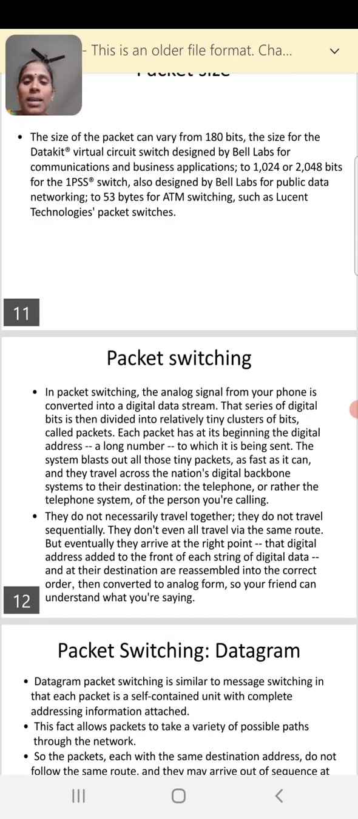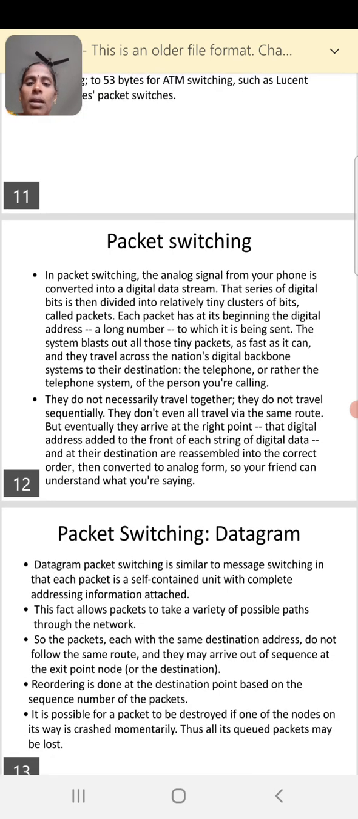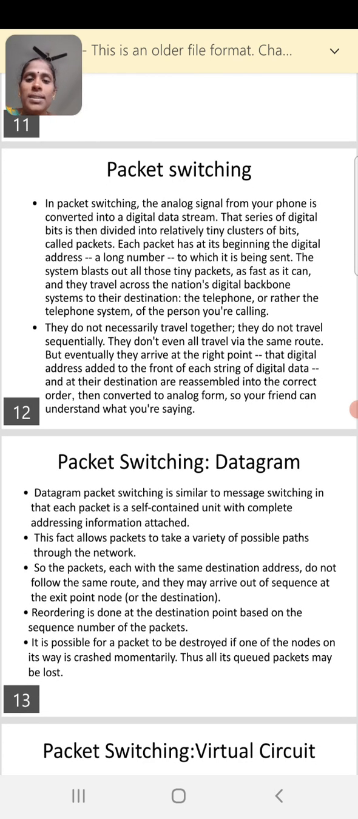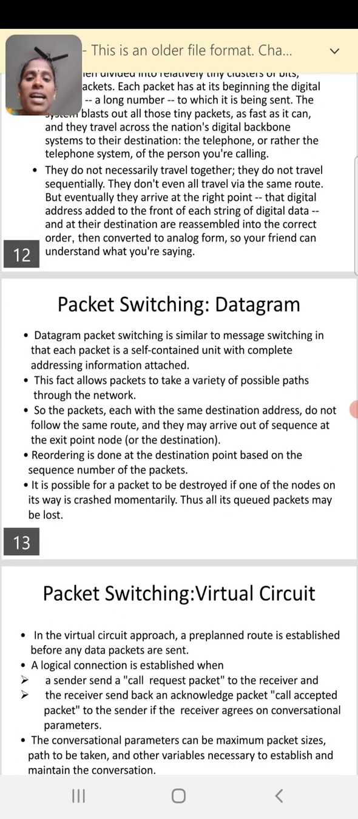In packet switching, the analog signal from your phone is converted into a digital data stream. The packets do not necessarily travel together, and they do not travel sequentially. At the end, each stream of digital data is converted back to analog form so your friend can understand what you are saying. Datagram packet switching is similar to message switching in that each packet is a self-contained unit with complete addressing information attached.